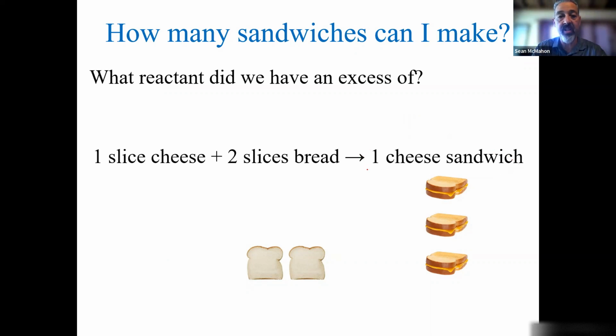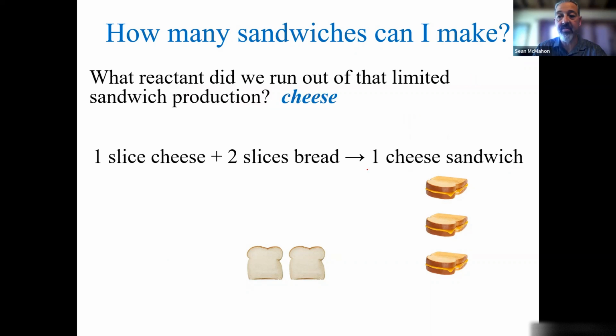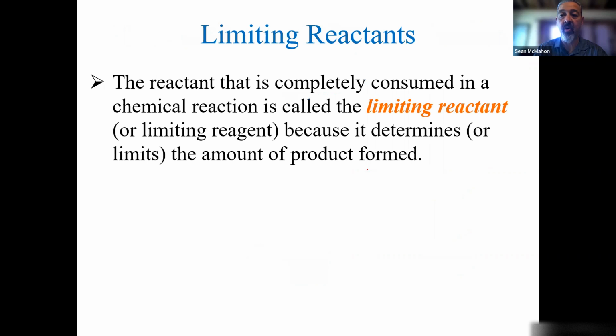I'm done. Why? Well, I have excess bread, but I ran out of cheese. If you run out of cheese, you can't make any more sandwiches. So that's basically what happened. I am limited in the number of sandwiches by one of the reactants. And that's referred to as a limiting reactant, sometimes a limiting reagent. So just like with making sandwiches, reactions can also occur where one of the reactants gets consumed before the other one, and it determines how much product is formed.